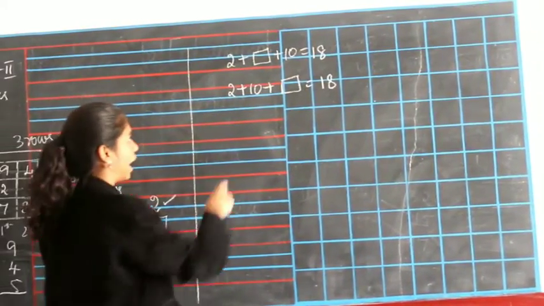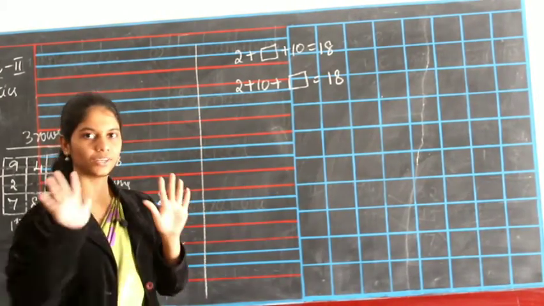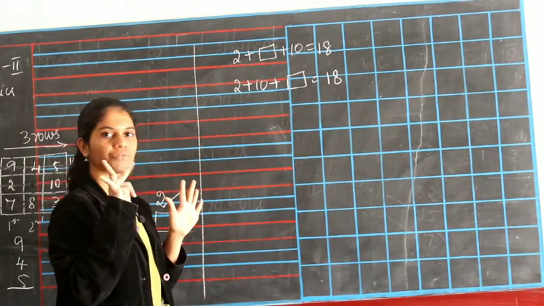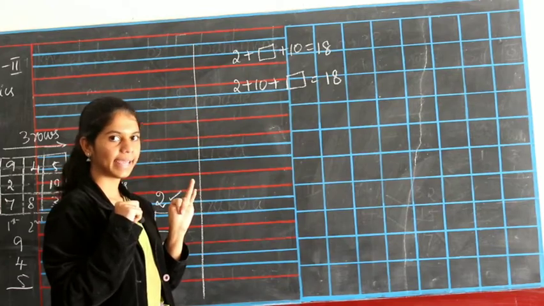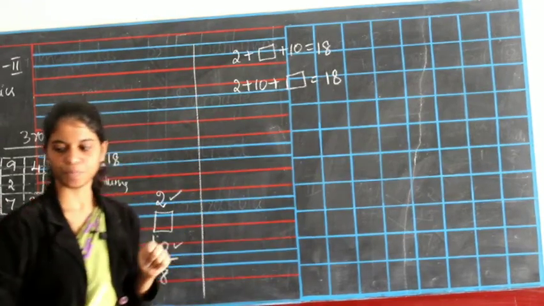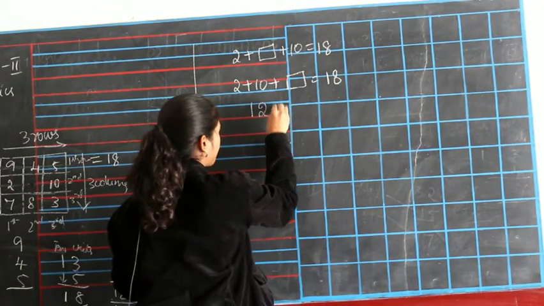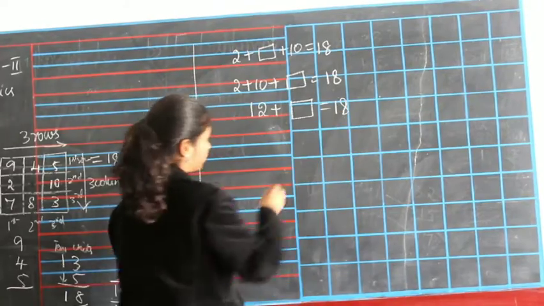Okay, so now you have 2 plus 10. 2 in your mind, 10 in your finger. 2 after 3, 4, 5, 6, 7, 8, 9, 10, 11, 12. Okay, so here you got 12 plus box is equal to 18.